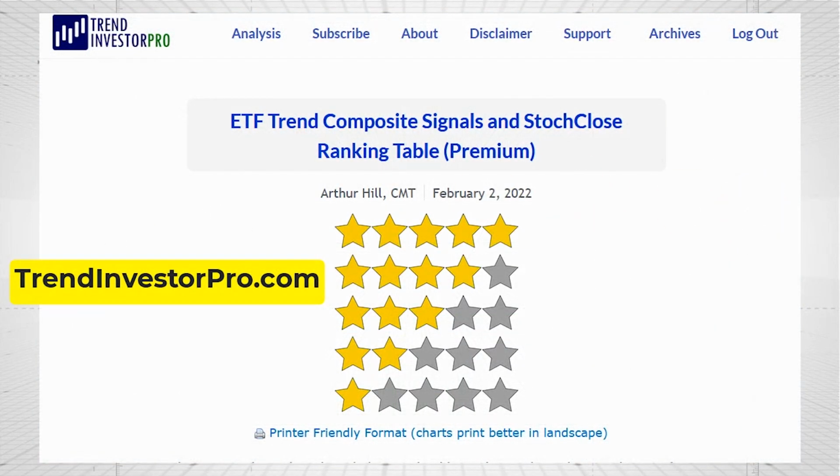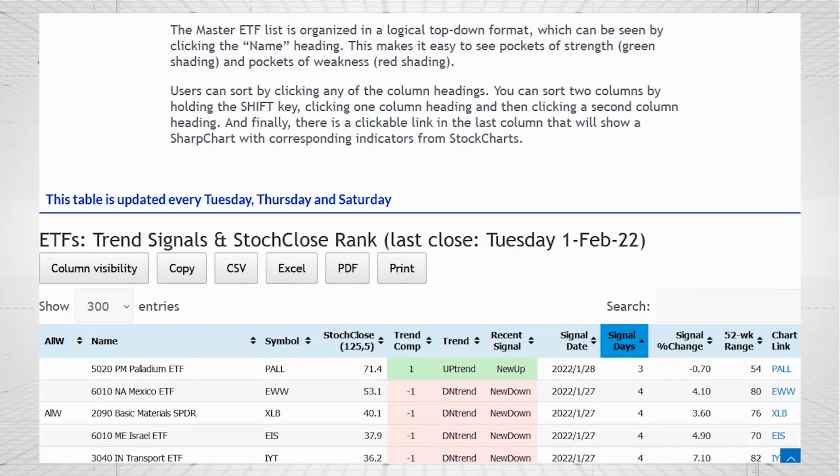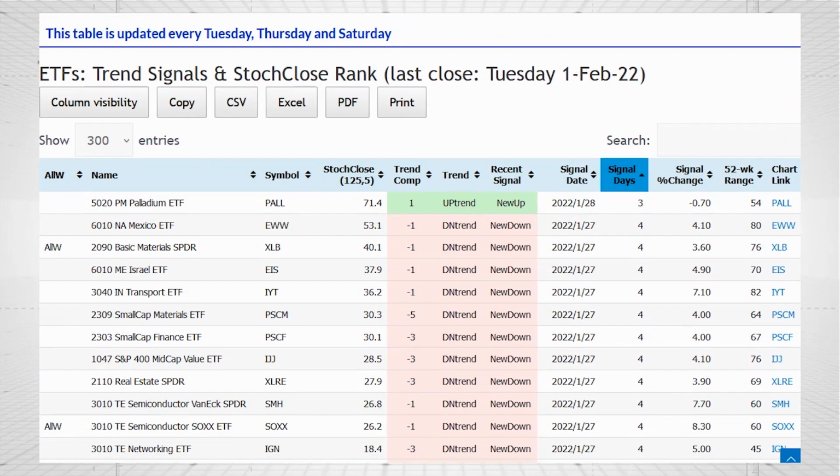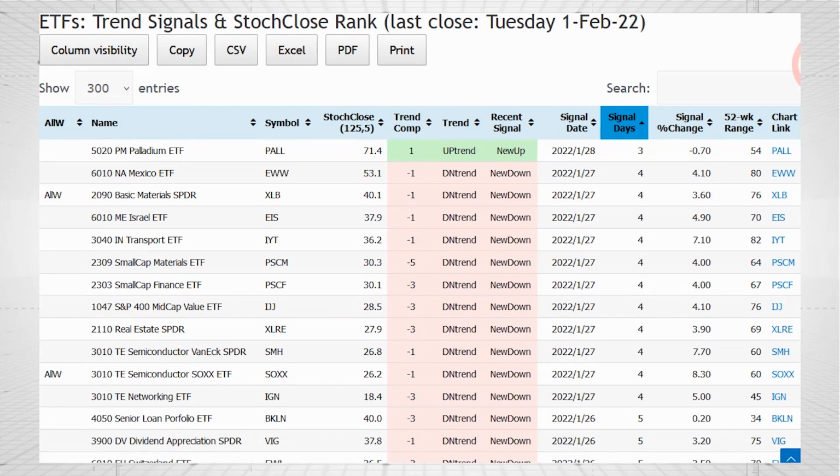Over at trendinvestorpro.com, I track the trend composite signals for 250-plus ETFs that are part of the master ETF list. And I also rank those ETFs by the StochClose value, so you can see the strongest ETFs in the market. Here's this table that is available to subscribers. It's updated on Tuesdays, Thursdays, and Saturdays. And I went ahead and updated it on Wednesday.